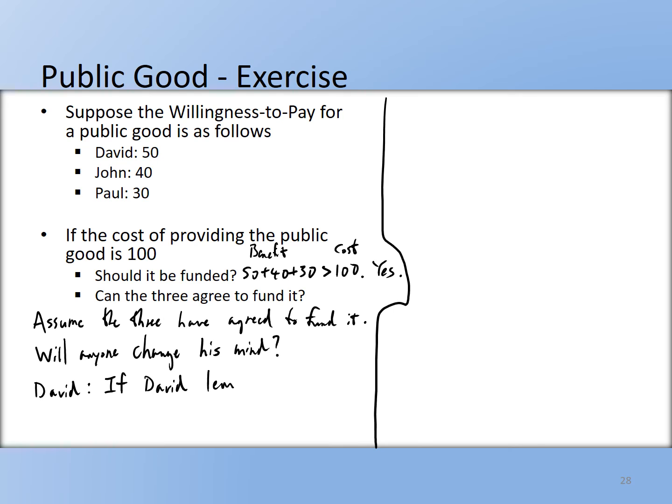If David leaves, if he changes his mind, who do you have left? You have John and Paul. How much can they pay? They can pay 40 plus 30, which is 70, and that's smaller than the cost of 100. Which means if David changes his mind and says, I'm not going to participate, then the road will not be built. And since it is beneficial for all, it is beneficial for the road to be built, right? You can think about a way to separate the cost that benefits all of them.